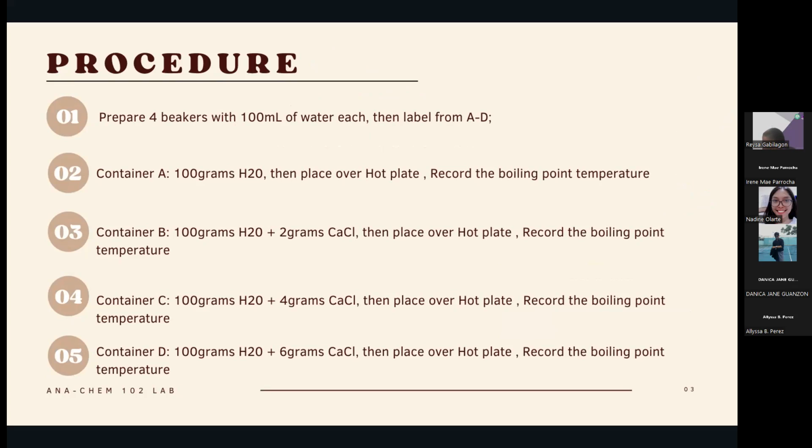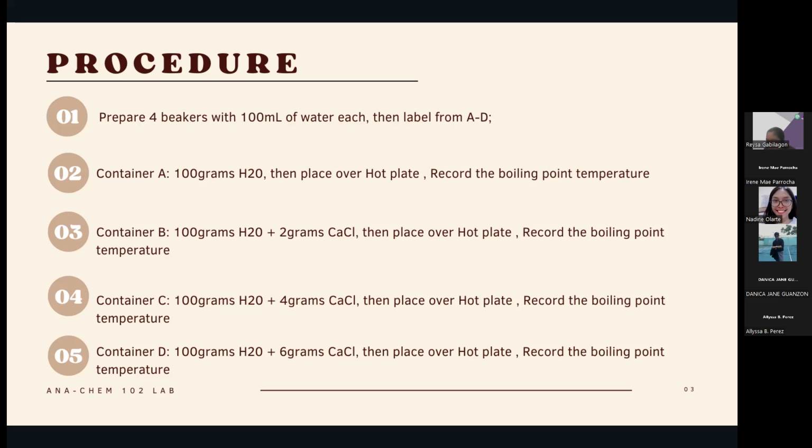So for the procedure, we have here number 1. We prepared 4 beakers with 100 ml of water each, then labeled them from A to D. For container A, we had 100 grams of water, then placed it over a hot plate, and then recorded the boiling point temperature. For the second container, container B, we have 100 grams of water plus 2 grams of calcium chloride, then placed over the hot plate, and then recorded the boiling point temperature.